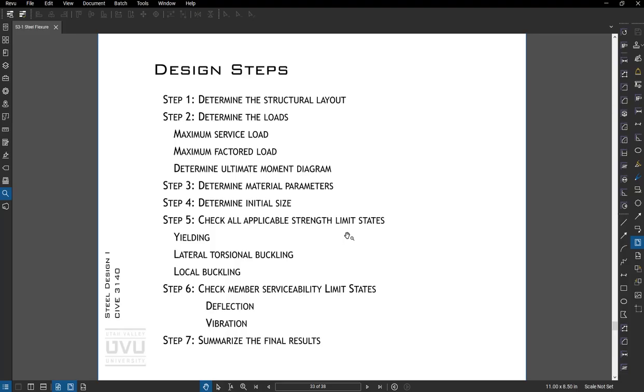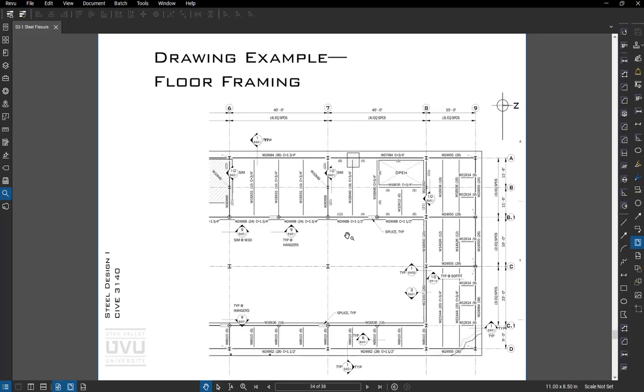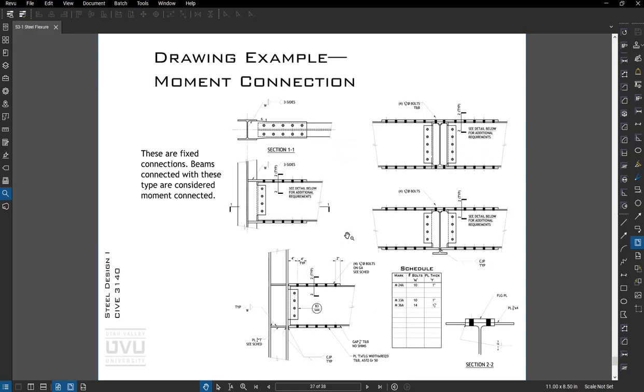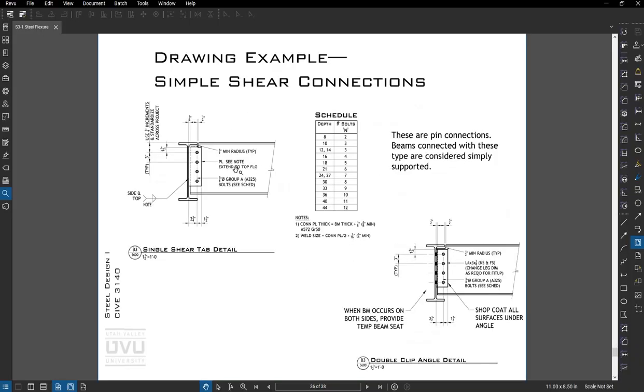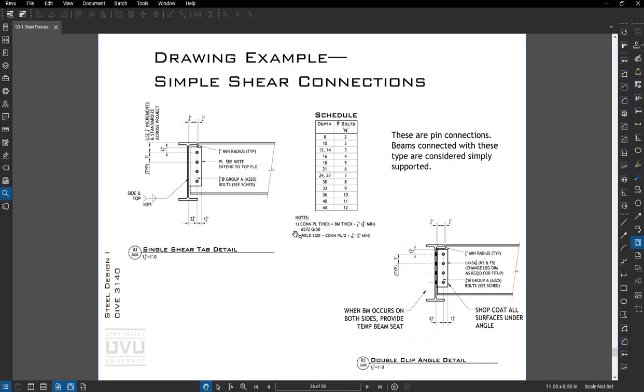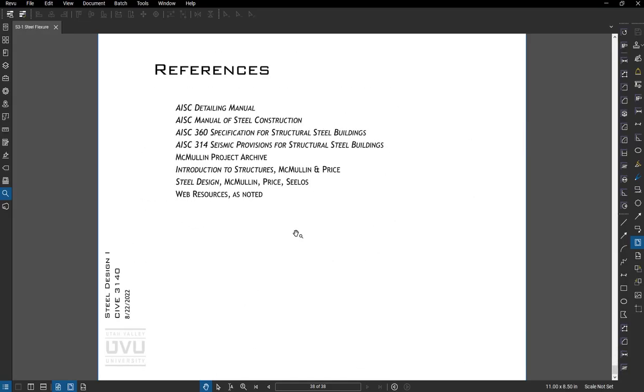Okay, design steps, you can get into that. Some example drawings here, different types of framing, different types of connections. Here's a shear connection, here's a moment connection. You can see the difference from the point of view of cost and effort, and that's that.